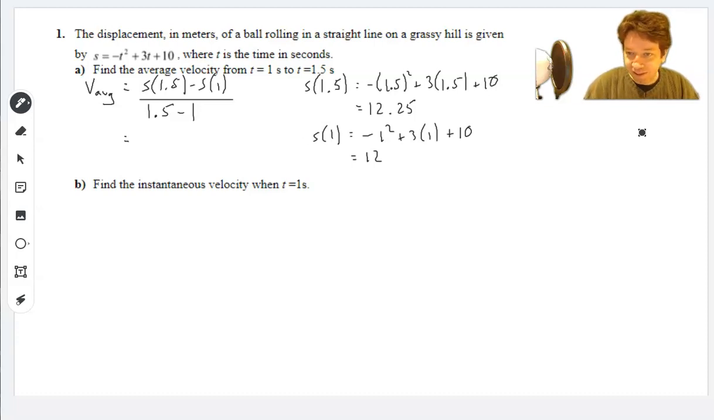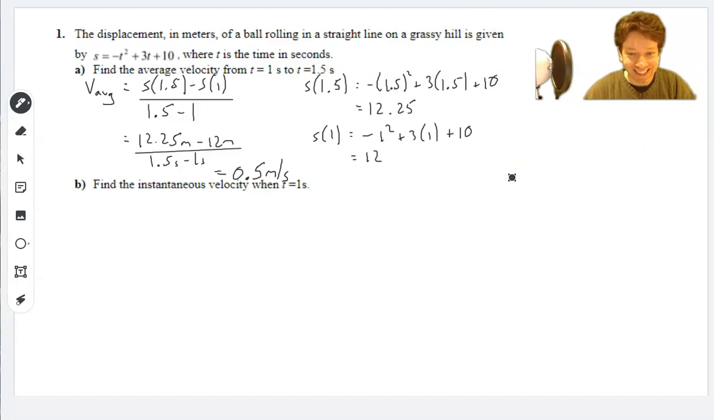Okay, so then we just substitute that. So we have 12.25 meters minus 12 meters all over 1.5 seconds minus 1 second, which gives us a speed of 0.5 meters per second.